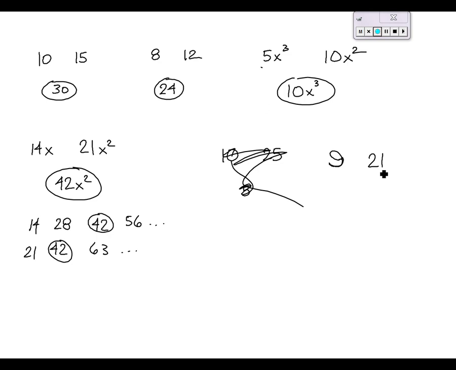I know I need 2 3s in my number, and I know I need a 7 also, don't I? Yeah. So that's how I'm going to come up with it. I think the answer is 63. Right? Doesn't 9 go into 63? And doesn't 21 go into 63? Yeah. Right? So does that follow your rule?